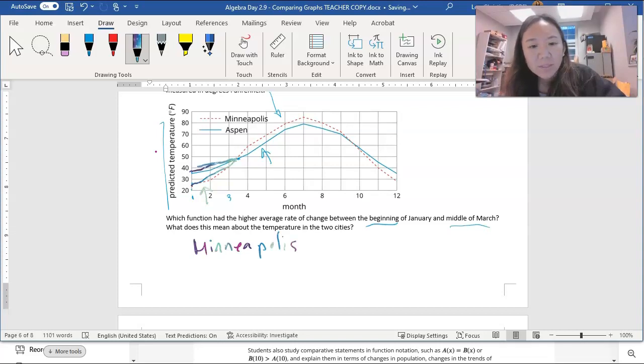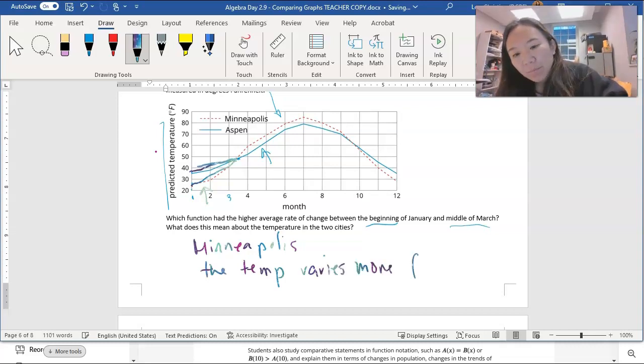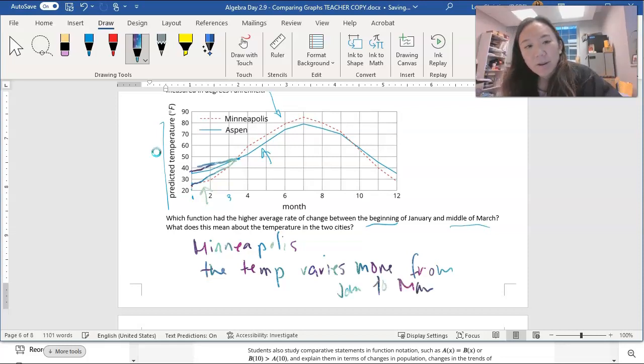And it says, what does this mean about the temperature in the two cities? So this means in Minneapolis, the temperature varies more from January to March, right? If we're looking at Aspen, it does increase from January to March, but just not as steeply as Minneapolis. So Minneapolis gets colder, but it also reaches that warmer temperature as well. So that means that there's more variance or more changing in Minneapolis than in Aspen.